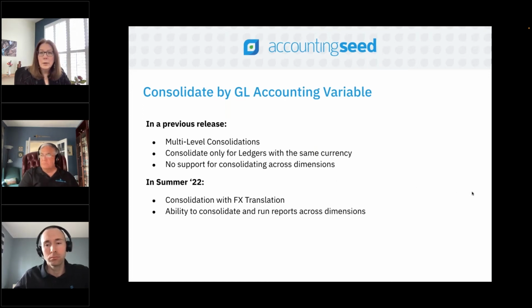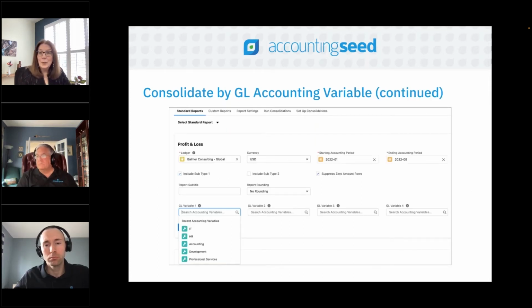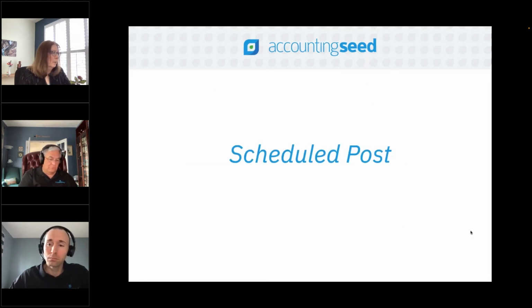What do you need to do to be able to view the results across your dimensions? Really, it's just when you're running a report, you're going to select your GL accounting variable to filter. Okay. In prior releases, these GL variable fields were disabled because we didn't have the ability to consolidate across dimensions. Now they are enabled. So when you pull up, say, a P&L report and you want to run it against your departments, your consolidated results, for a particular department, you can do that now. Okay. Just wanted to make you aware of that.